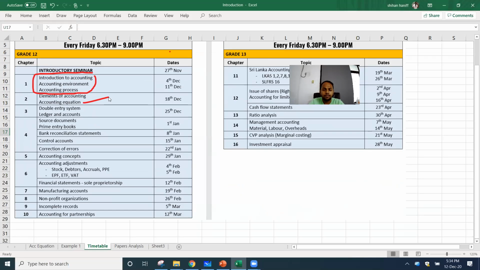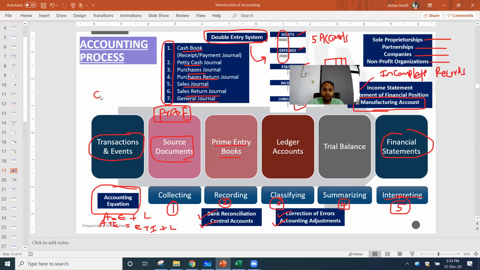Accounting equation, yes. Once you learn the transactions and events, you will have to do the accounting equation. Then the double entry system, ledger accounts. Source documents, prime entry books, bank reconciliation, control accounts, error corrections. Right? Then you have accounting concepts that also come here. Because everything is based on these accounting concepts. So we will learn that.